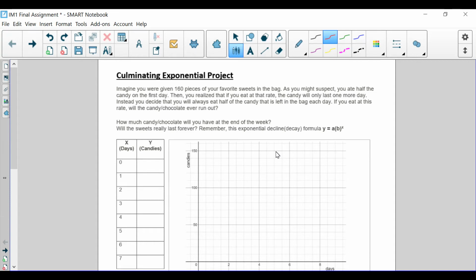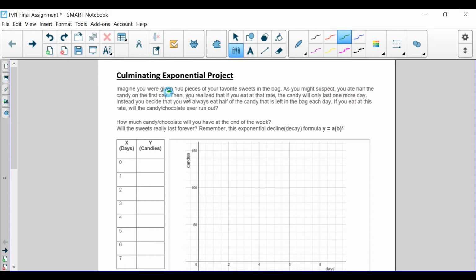Alright you guys, so what I'm going to do is help you with some of it and then you are going to do the rest. So, let's do this. It says, imagine you're given 160 pieces of your favorite sweets in a bag and you decide to eat half on the first day. Then, if you keep eating at that rate, how much candy will you have at the end of the week? Alright, so let's go ahead and look at it.